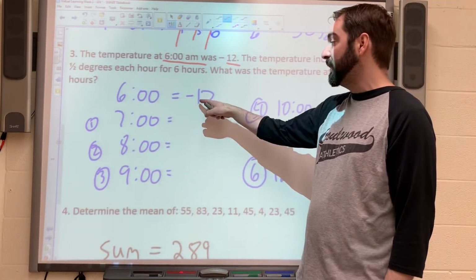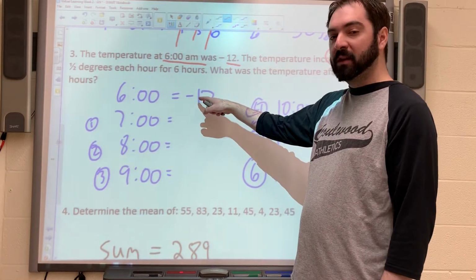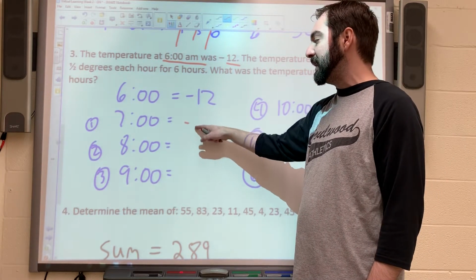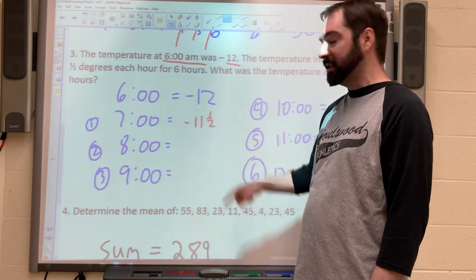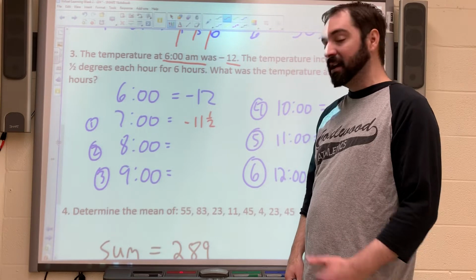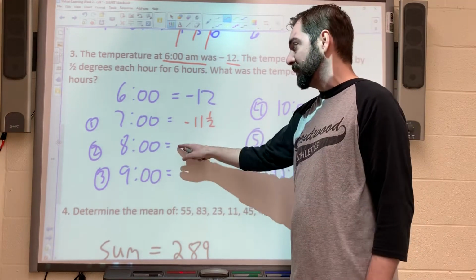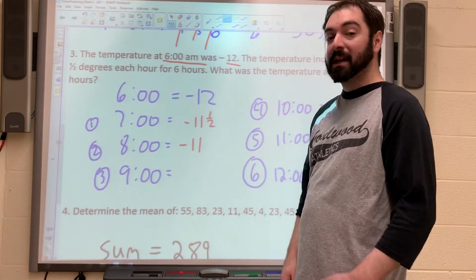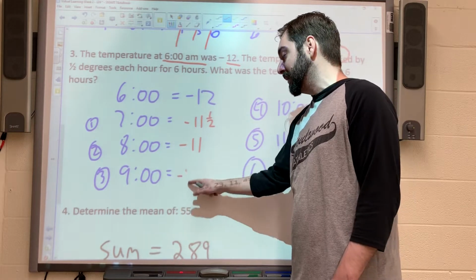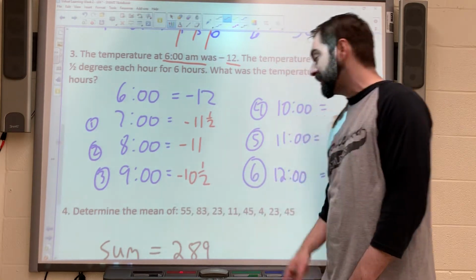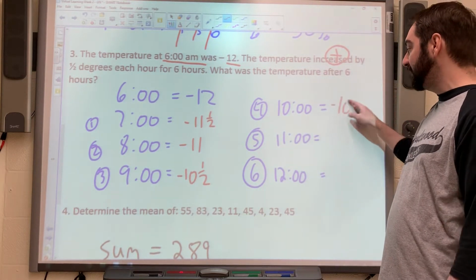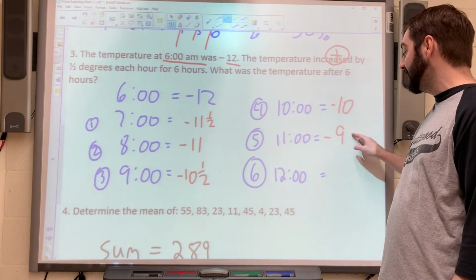Well, I'm thinking to myself, it went up a half a degree from here. Well, that would mean that it's getting closer to 0, so it must have gone to negative 11.5. If it goes up another half degree, we are now at negative 11. It goes up another half degree, we are now at negative 10.5 degrees. It goes up again, negative 10. It goes up again, negative 9.5.